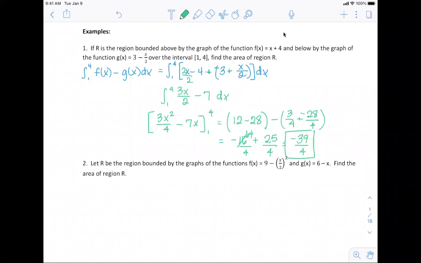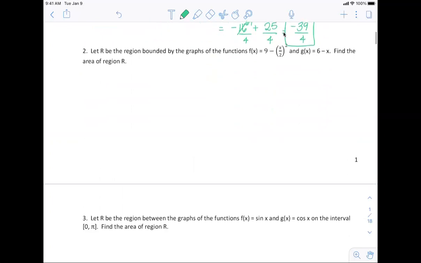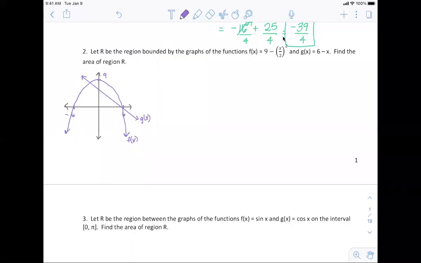So there we are. All right, number 2 says, let R be the region bounded by the graphs of the functions f of x equals 9 minus x squared or x over 2 squared, and g of x equals 6 minus x. Okay, we want to find the area of the region. Now, these you could probably come up with a sketch of a graph on your own, but it's all right for this one to go ahead and sketch this in your calculator just for the sake of time. So when I look at my calculator, I see something like this.